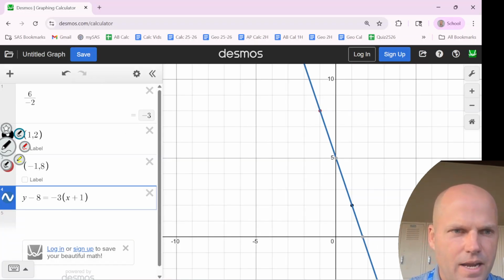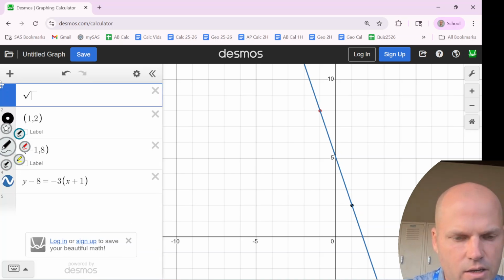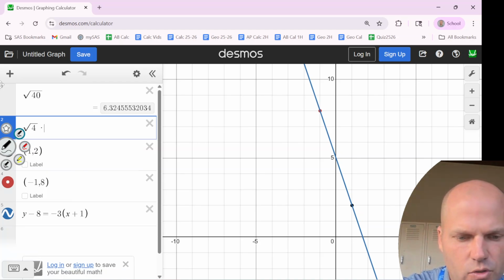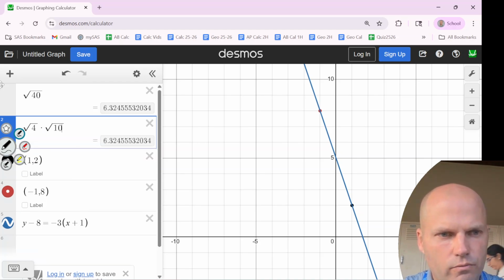Root 40 is my answer, but now we want to simplify it. The square root of 40 is the same as the square root of 4 times the square root of 10, which is 2 root 10.